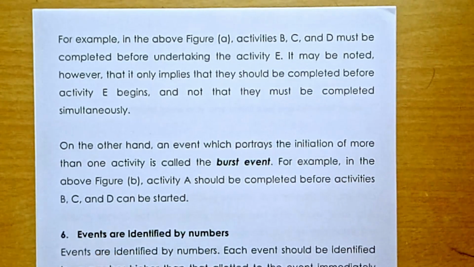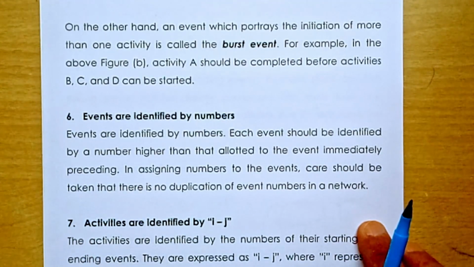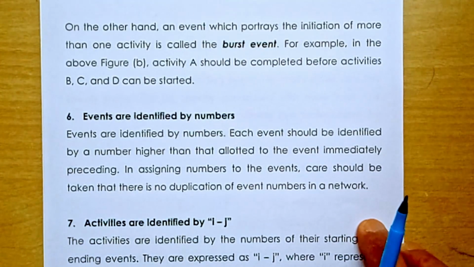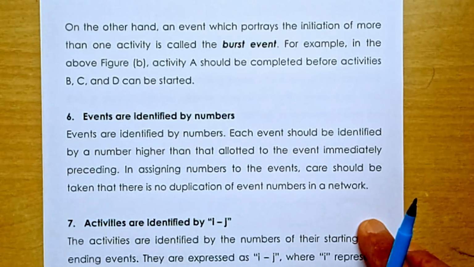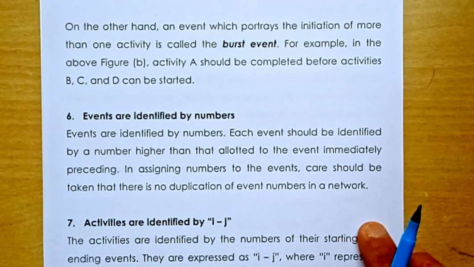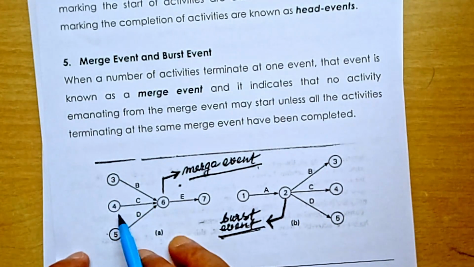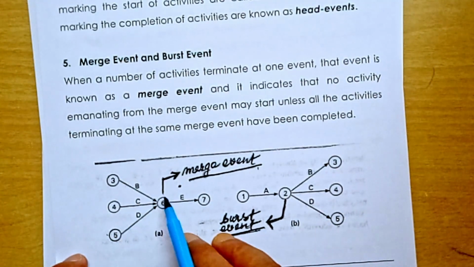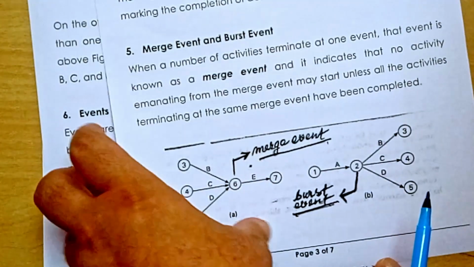Now, rule number 4. Events are identified by numbers. Of course, I have already discussed this right now. Events are identified by numbers, like this. So these are the events. Event 3, event 4, event 5, event 6, event 7, like this. Events are identified by numbers.